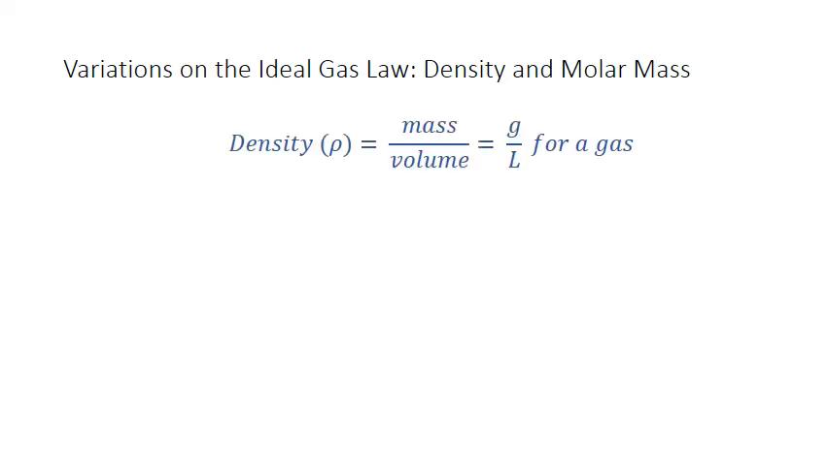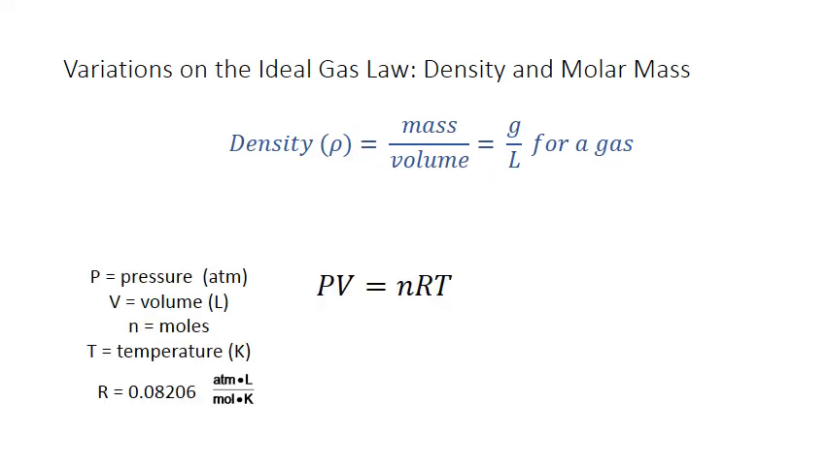So remember that density is mass divided by volume. We often represent density in chemistry using the Greek symbol rho. For gases, the units we use for mass and volume are actually grams over liters because gases occupy so much space. Now, if we look at the ideal gas law, PV equals nRT, we can find liters as the unit of volume.